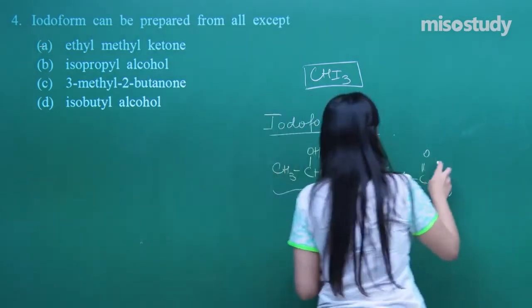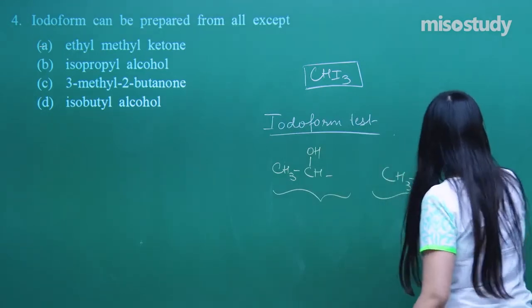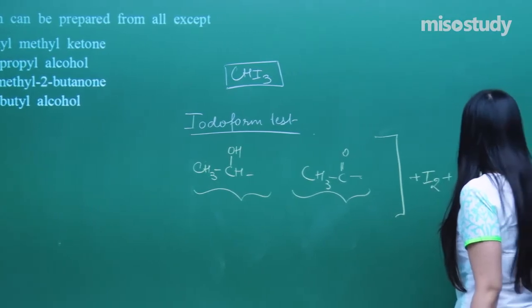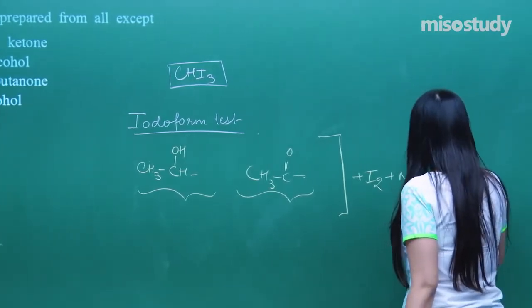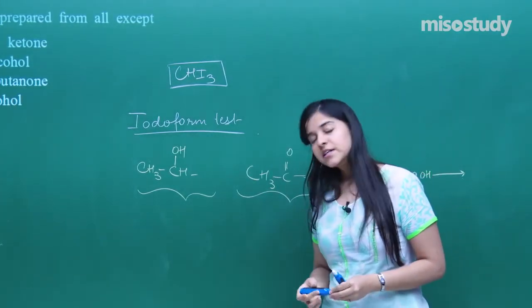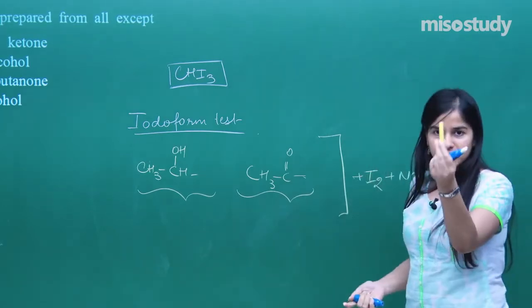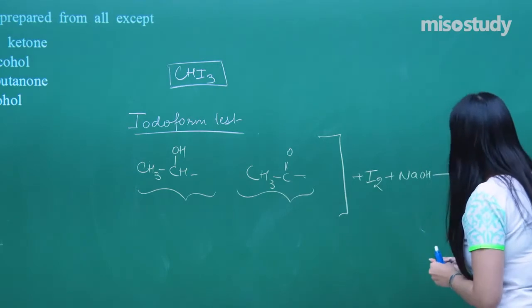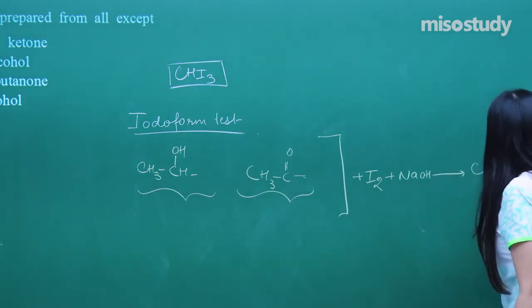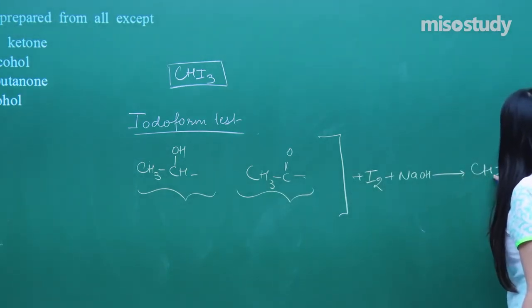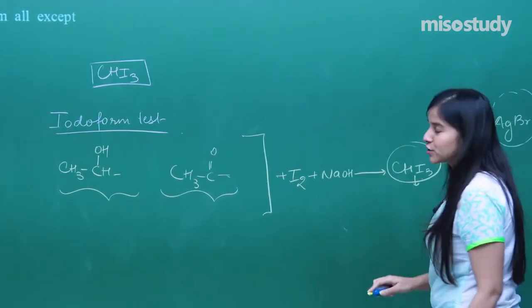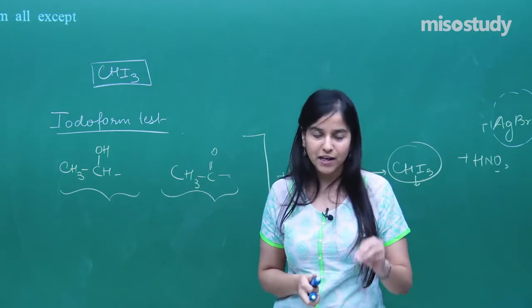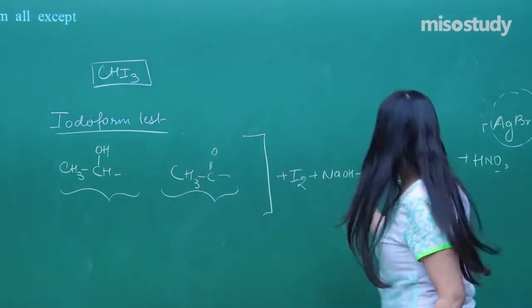What is the iodoform test? Whenever I make these compounds react with I2 in the presence of NaOH, I get a yellow precipitate. What kind of a yellow precipitate? This kind of a color I will be getting, and it will definitely correspond to the formation of iodoform. Iodoform which is formed in the reaction mixture is yellow in color. That is the precipitate that we get.